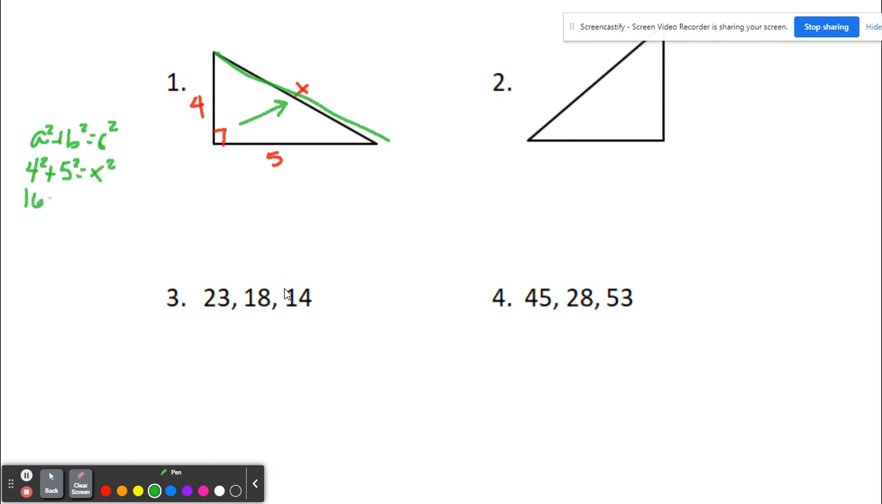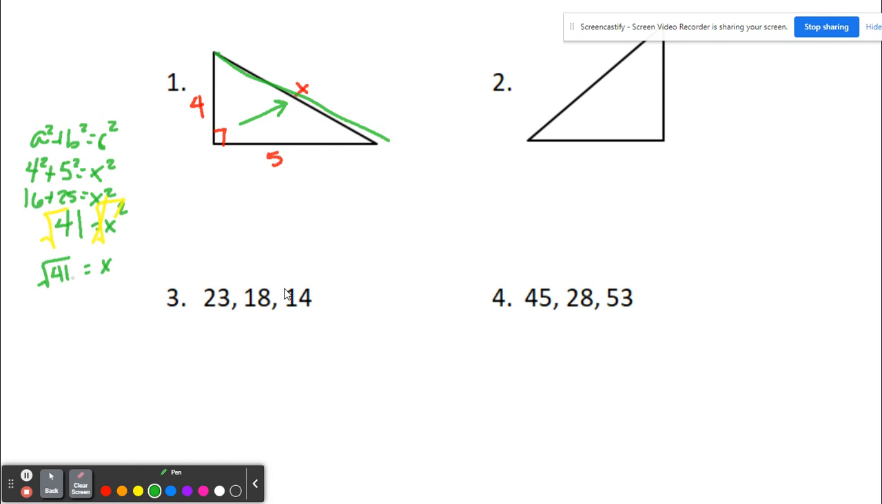So I've got 16 plus 25 equals x squared. Then I'll add 16 and 25 together, so I get 41 equals x squared. To get rid of this square, I have to take the square root. I'm going to change colors here so you can see what I'm doing. Square root both sides, and that cancels out the x squared, since they're inverse operations. So my answer is root 41, depending on what your teacher's going to want you to put.